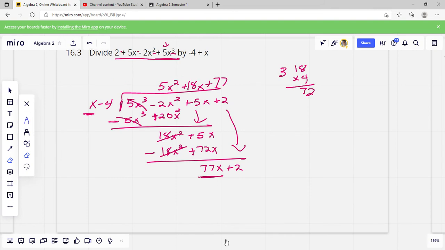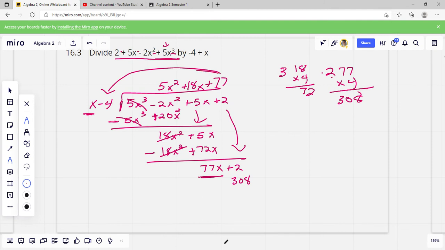So now I need to multiply negative 4 times 77. So this will be 308. That's my 77 times negative 4. Now I need 77 times x, and that's going to get me 77x. Okay, now I'm subtracting, so I change that and I change that. These cancel, and I get 310, and no more variable.